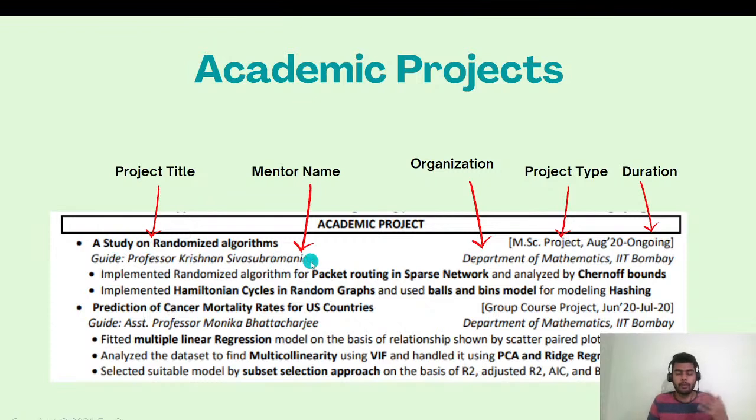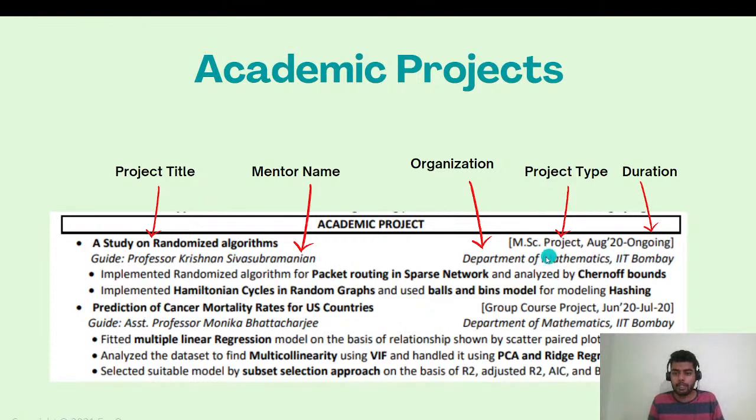Obviously, you have done the project under some faculty, some teachers, some professors. So under this next line, you have to write the guide name, under which department that particular professor belongs, and under which institute. This is one of my projects that I did under one of my professors. You can see that it is the Department of Mathematics, IIT Bombay.